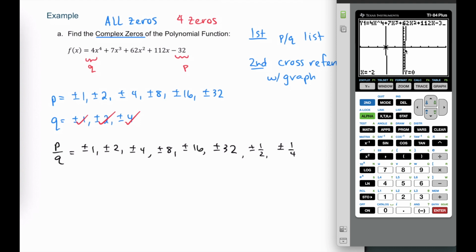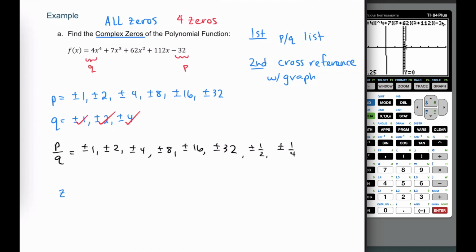This could be positive 1/4. Let's try that. Evaluating 0.25 for x, and we do get confirmation that that is another x-intercept. So these are definitely going to be the two zeros that we turn into factors and use to begin factoring this polynomial. So let's begin with the 0, x is equal to -2, which tells us that x plus 2 must be a factor of the original polynomial.